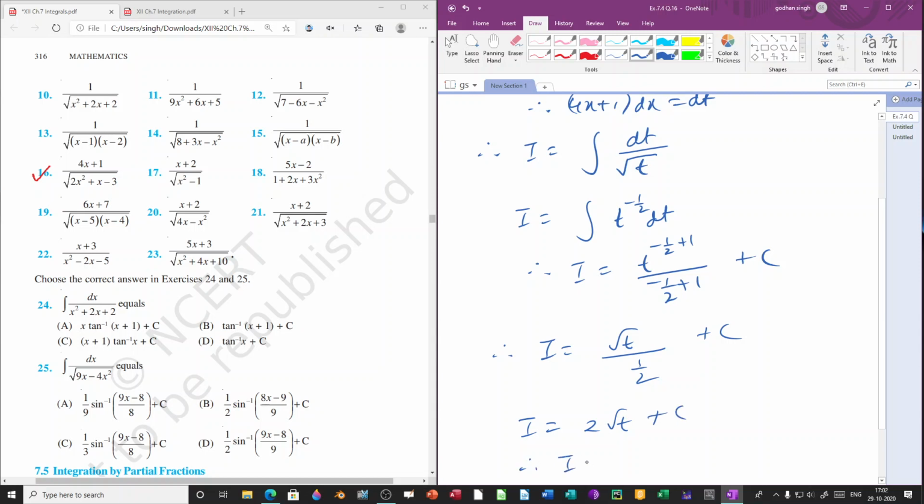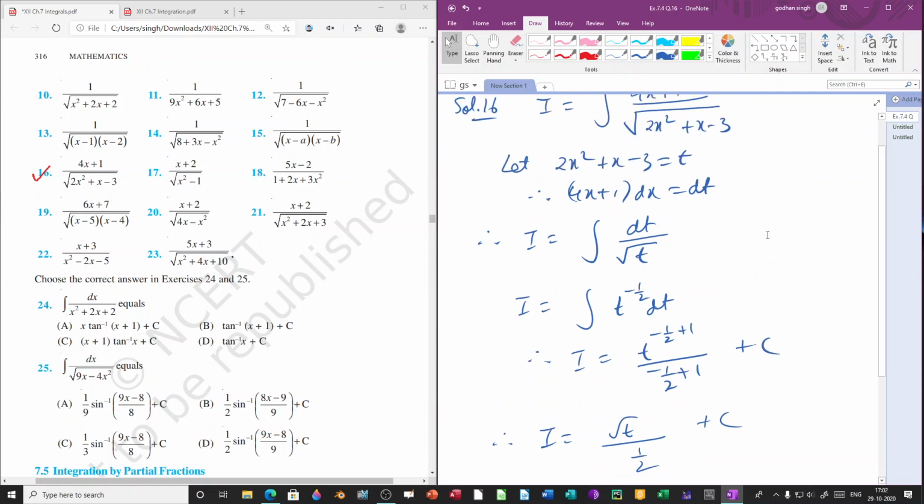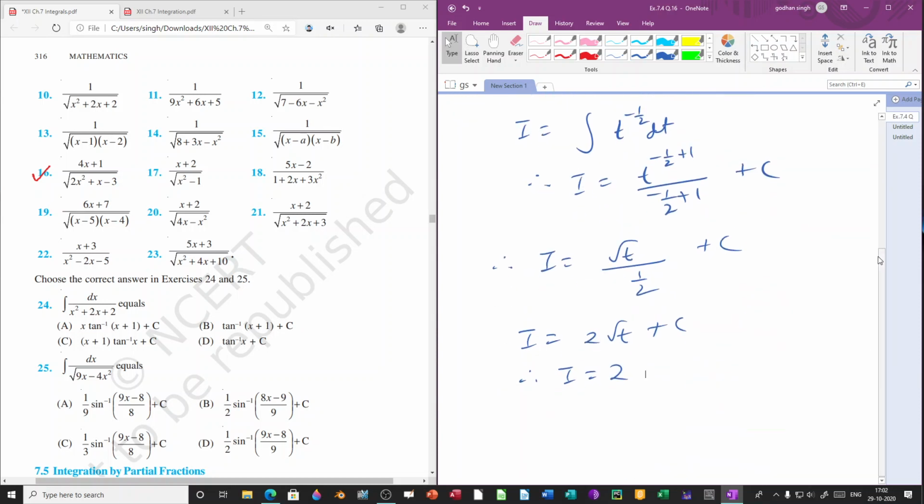Therefore I equal to 2, putting the value of t, that is 2x square plus x minus 3, so we will be getting 2 square root of 2x square plus x minus 3 plus c. So our final answer is I equal to 2 into square root of 2x square plus x minus 3 plus c. So this is the answer of question number 16.